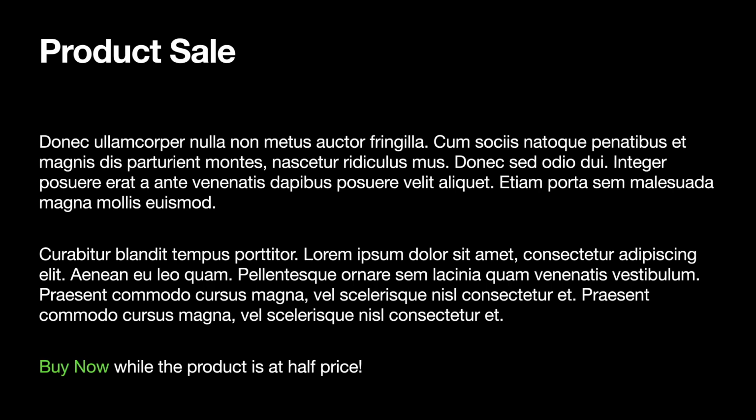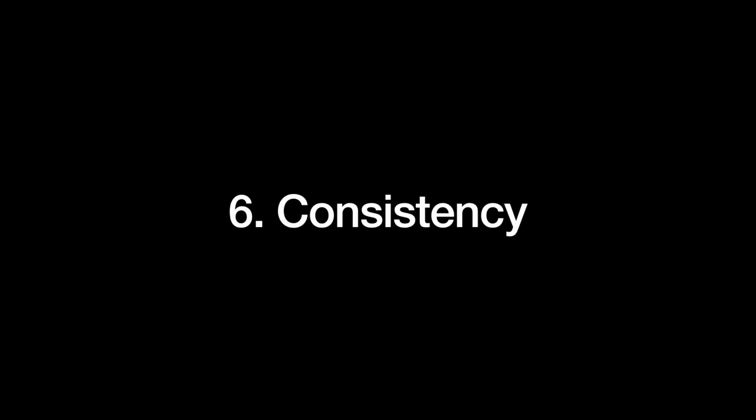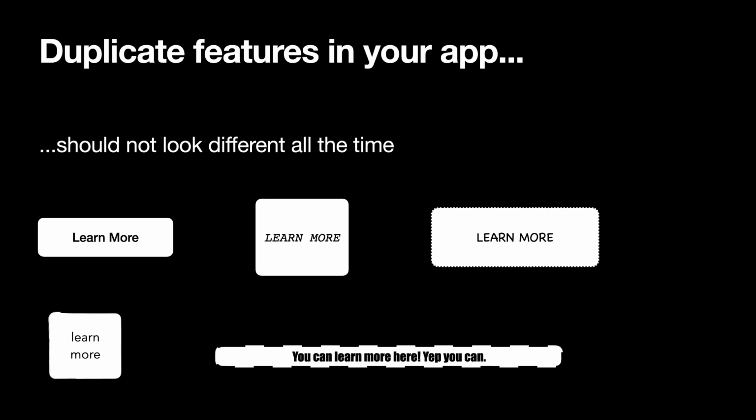And speaking of consistency, that is actually our next guideline, is to be consistent in the user interface you're providing to your users. So that means if there are duplicate features in your app, they should not look different all the time. If you have these buttons all over the place, you shouldn't change the font and style them all differently. Like different outlines on things, different font.